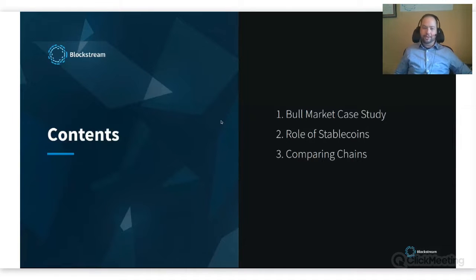We're going to talk about the role of stablecoins, and then I'm going to compare a couple of different chains that are commonly used for stablecoins. And before we get into that, I'm just going to do a very quick introduction of Liquid. I don't know how many people here are familiar with Liquid, but I'll give you a basic overview of how it works. And so Liquid is a side chain of Bitcoin.